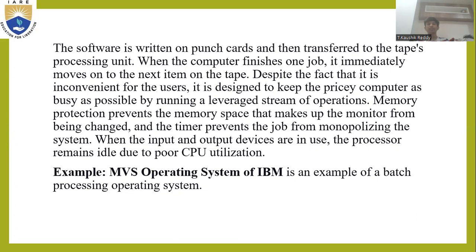from monopolizing the system. When the input and output devices are in use, the processor remains idle due to poor CPU utilization. Example, the MVS operating system of IBM is an example of a batch processing operating system.